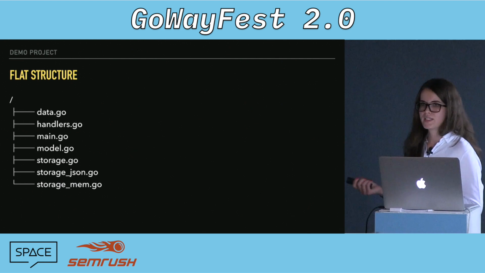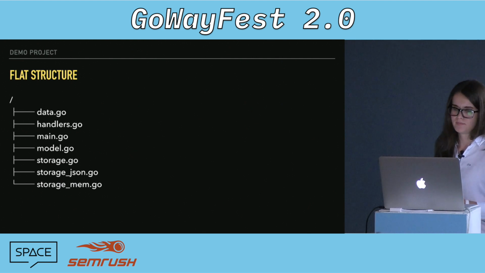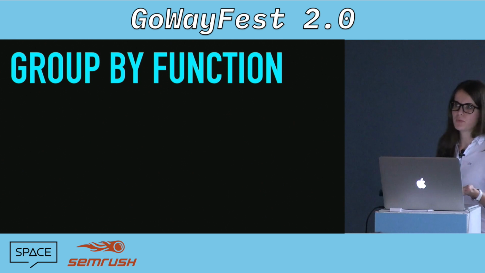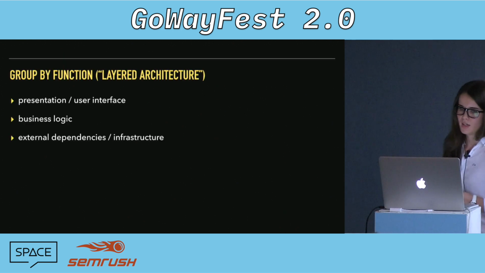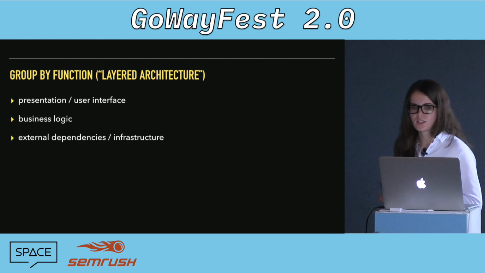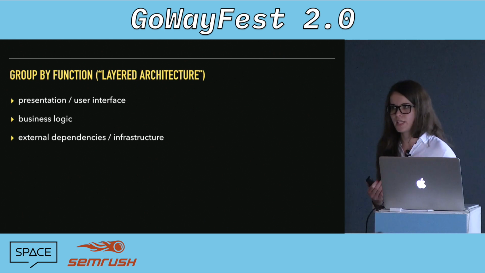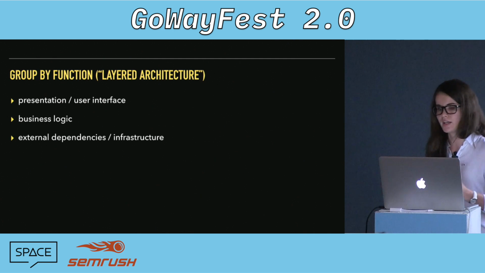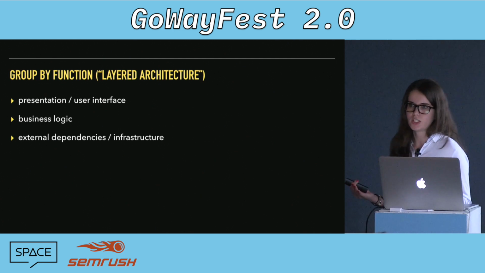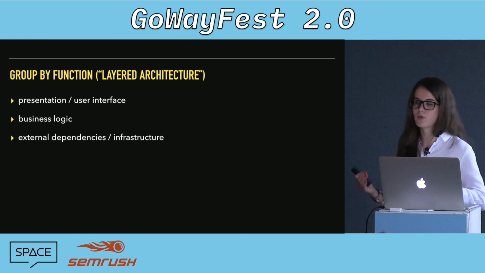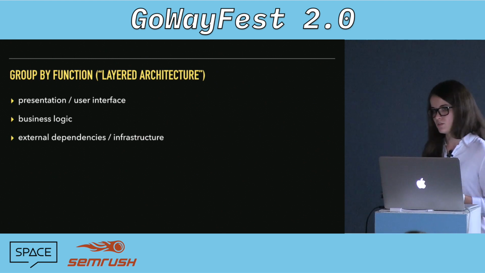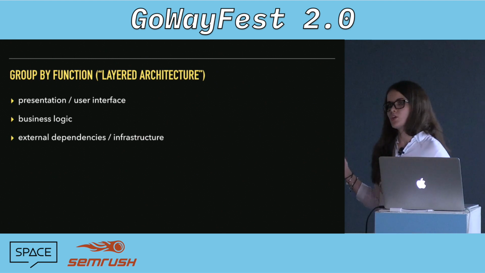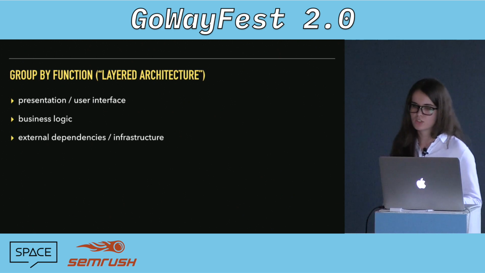So let's see if we can break this up somehow into smaller packages. There are, of course, a few different ways that you can go about breaking this up. Let's start by trying to group the code by the function that it performs in your program. This is formally called the layered architecture. If you imagine your application having different layers, you have the UI layer or the presentation layer, then the business logic layer with all your models and all your actions, and then at the bottom all the third-party dependencies, anything external, databases, and so on. So you can group the code based on which layer it belongs to.